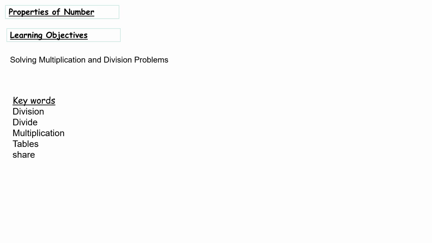Carrying on with number work, we're going to be solving multiplication and division problems. So I want you to write the lesson objective and keywords down. So hit pause, do that when you're ready. Hit play again and we'll go into the starter.